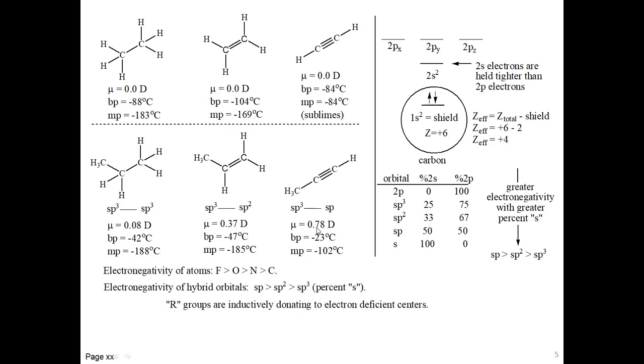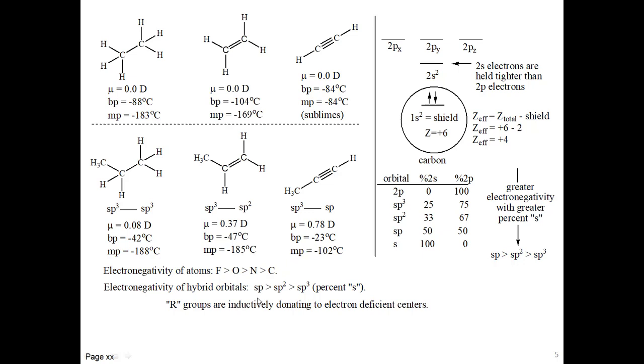And so in this case, the dipole moment goes up actually a little more, 0.8, which again is very surprising, because this looks like it should be a molecule with no dipole moment at all, except for that fact. All right. So now we know on atoms that electronegativity increases with fluorine, and it's a little less with oxygen, and a little less with nitrogen, and a little less with carbon.